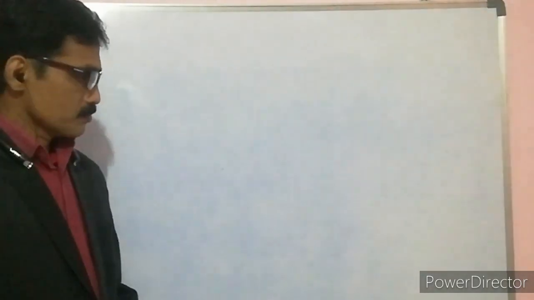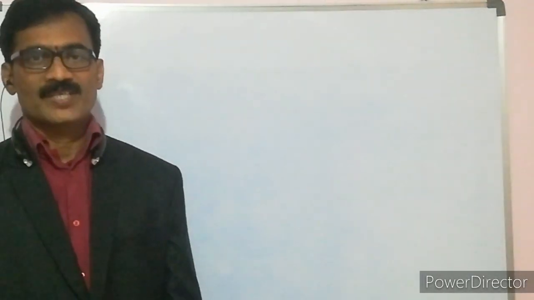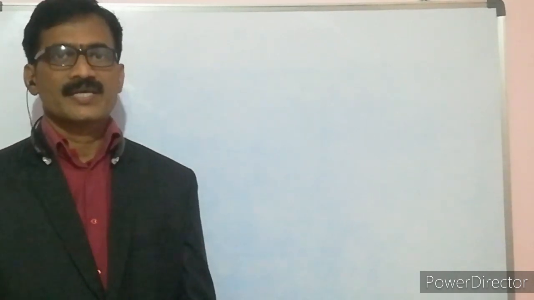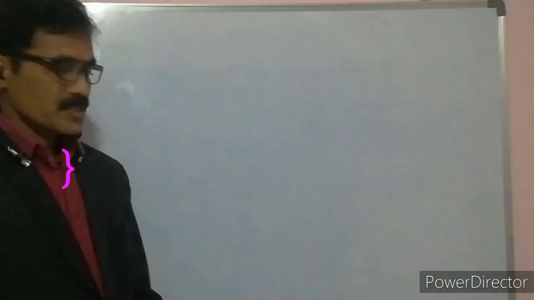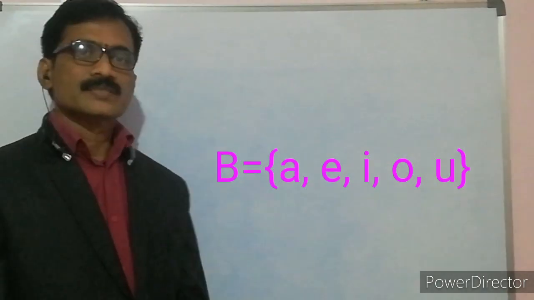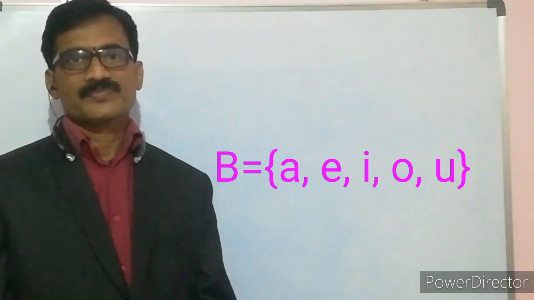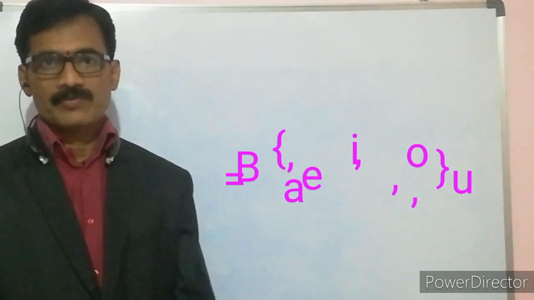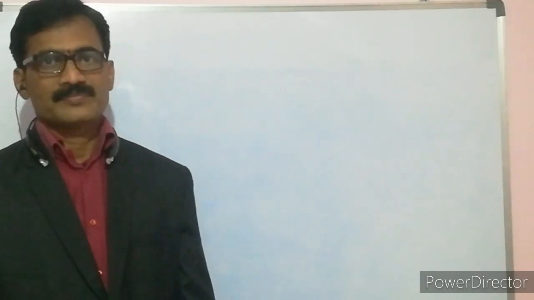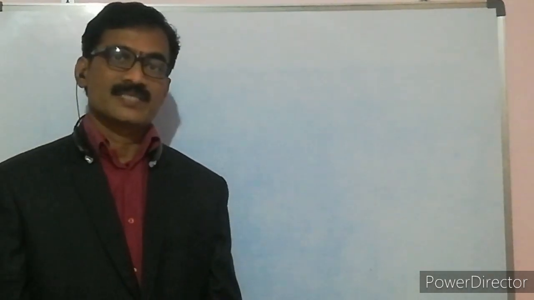And one more example. The vowels in English alphabet. What are the vowels in English alphabet? Do you know? Yes, exactly. A, E, I, O, U. If it is denoted by a set B, B is equal to {A, E, I, O, U}. If you give list of all the vowels, then it is said to be in roster form. So in this way, we can represent the sets in roster form.